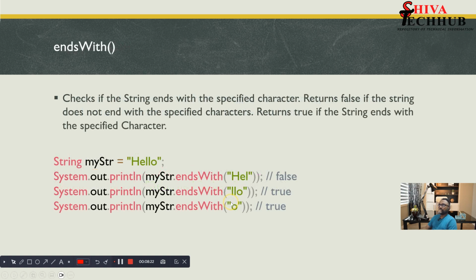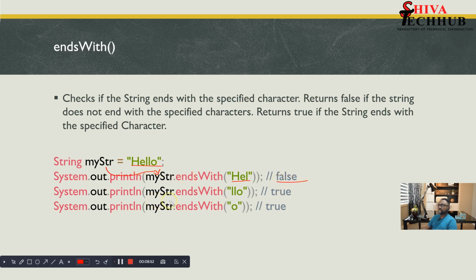So the next function is endsWith. As the name itself indicates, it just checks if the given string ends with the specified character or not, right? So for example, we are considering a string hello, right? So this is the string, we will take this string as an output. Then dot endsWith, we will be using endsWith, and we will be checking if it ends with HEL or not. So does it end with HEL? No. So it returns false.